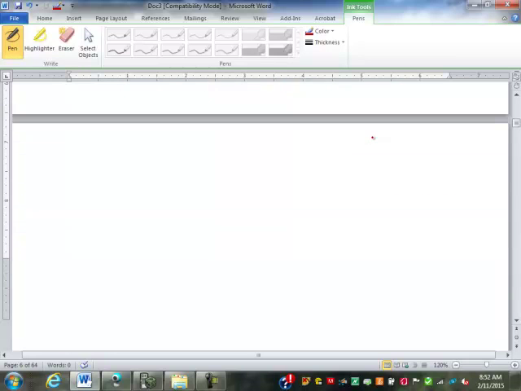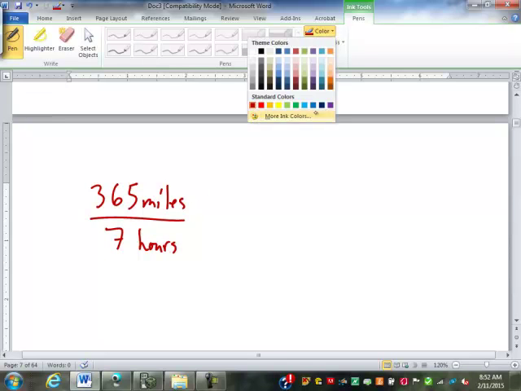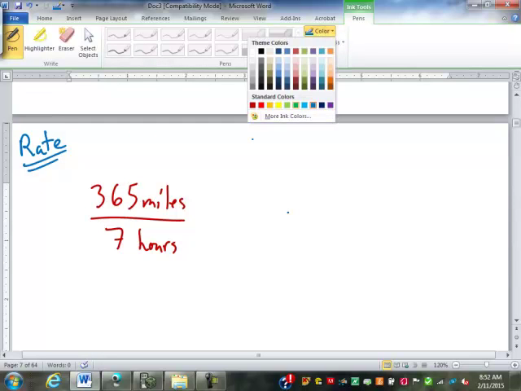What if we have things with different units? Let's say we send one of you on a road trip and you drive 365 miles in 7 hours. Well, there's no way I can convert miles into hours or hours into miles. There's no way I can make the same units in each of those numbers. This is not a ratio. This is what we call a rate. That is the first big difference between a ratio and a rate, is the ratio compares things with the same labels, rates compare two things with different labels.